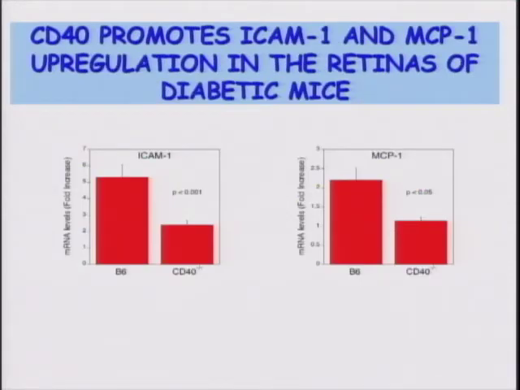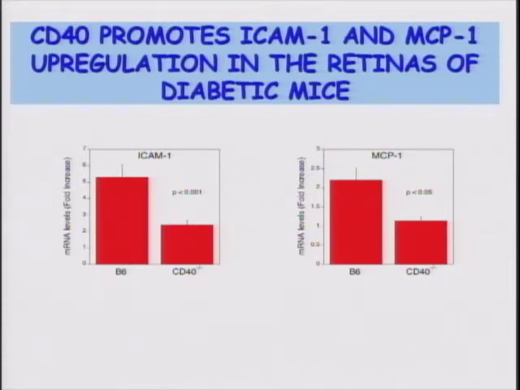I mentioned that ICAM is key for driving leukostasis, so we obviously wanted to know what happens to upregulation of ICAM in CD40 deficient mice. So here again, black 6 mice and CD40 deficient mice were made diabetic, and here the expression of ICAM1 was measured by real-time PCR and is expressed as the fold increase compared to the expression of ICAM1 in non-diabetic controls. So in diabetic black 6 mice, there is a 5-fold increase in ICAM1, and this upregulation is significantly blunted in CD40 deficient mice who were made diabetic.